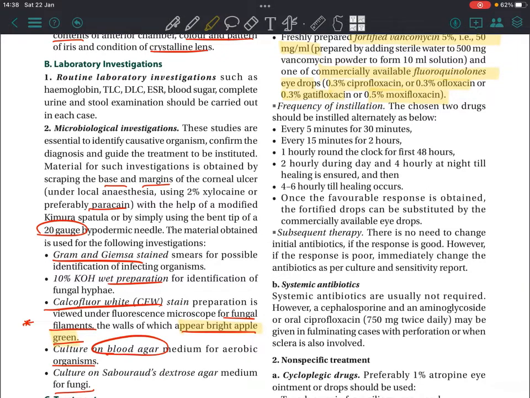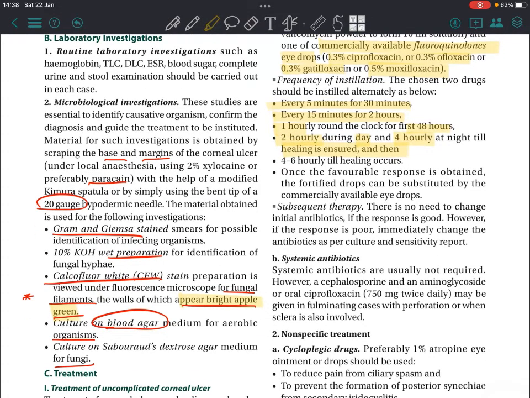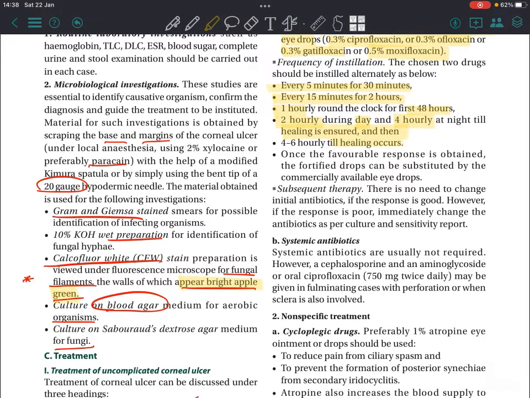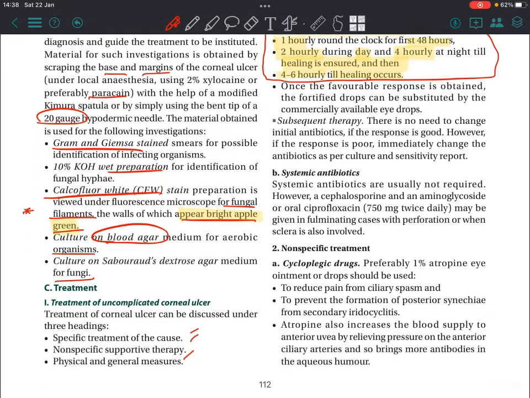Frequency of instillation. The chosen two drugs should be instilled alternately as below: every 5 minutes for 30 minutes, then every 15 minutes for 2 hours, then hourly round the clock for 48 hours, then 2 hourly during the day and 4 hourly at night. When healing is ensured, then 4 to 6 hourly till healing occurs. Subsequent therapy: there is no need to change the initial antibiotic if the response is good. However, if the response is poor, immediately change the antibiotics as per culture and sensitivity report.